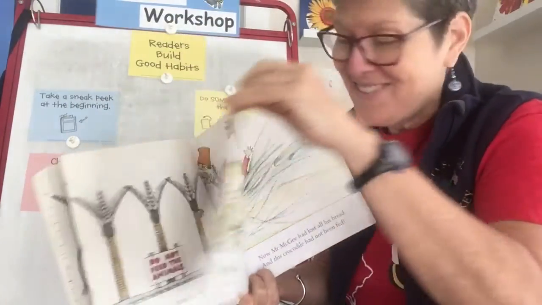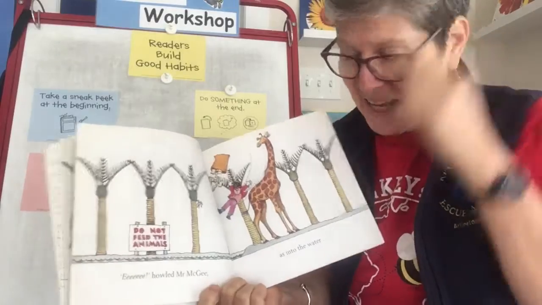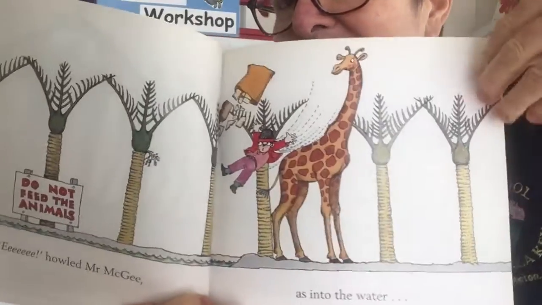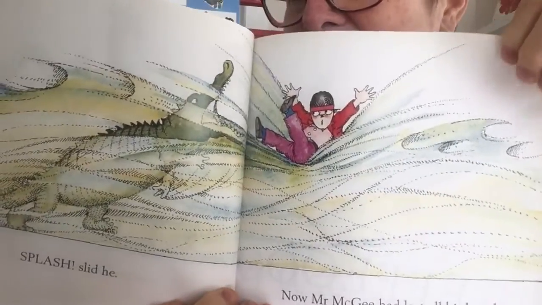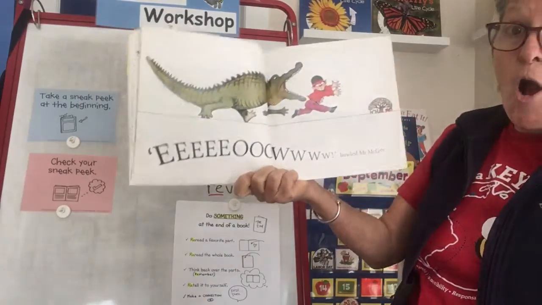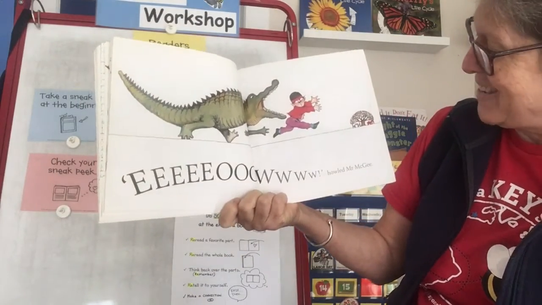Oh no. So look, I got to go back even while I'm reading, because reading is thinking, and I want to see what happened. He slid right off the giraffe and into the water where there's a crocodile. Oh no. "Yow!" howled Mr. McGee.